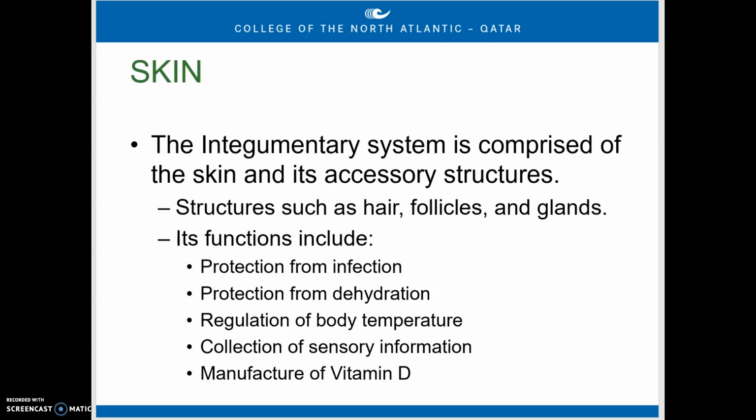It collects a ton of sensory information about the environment, relays that to the central nervous system for processing, and there's cells in our skin that help us manufacture vitamin D, which is essential in some of our metabolic reactions. So there's a lot of different functions that occur in the integumentary system.